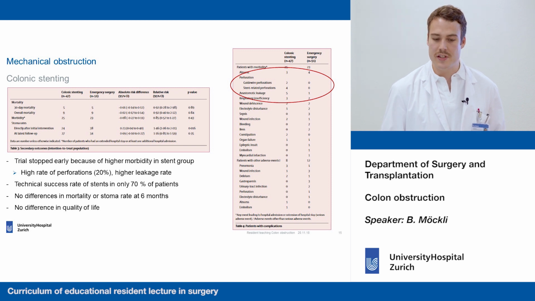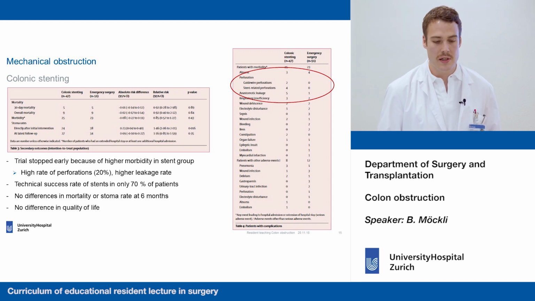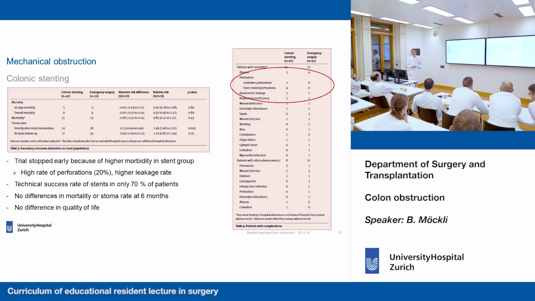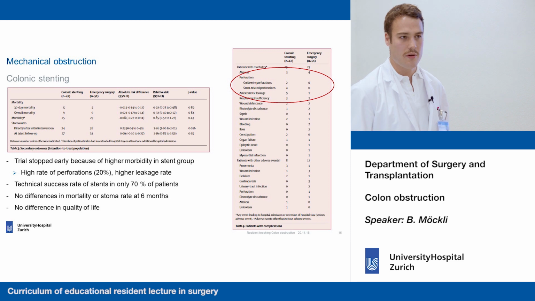They didn't find any difference in mortality or stoma rate at 6 months, and also no difference in quality of life. So in summary, I think colonic stenting definitely needs to be treated with caution, can have a place for a very select group of patients, but overall is not the miracle treatment that has been proposed earlier.